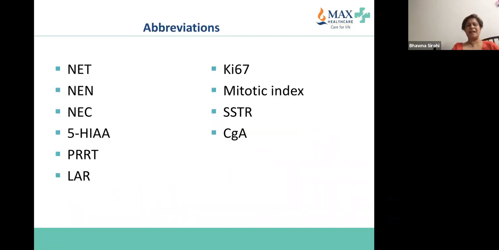Certain abbreviations are very important. Now, neuroendocrine tumor, neuroendocrine neoplasia is the term actually which is the current terminology that we use. Then you have neuroendocrine carcinoma, 5-hydroxyindole acetic acid. So midgut are serotonin producing tumors, and you have a drug actually telotristat which works against symptoms relating to high serotonin, which leads to diarrhea. So again, if you have a midgut tumor, doing a 24-hour urinary 5-HIAA is very important.